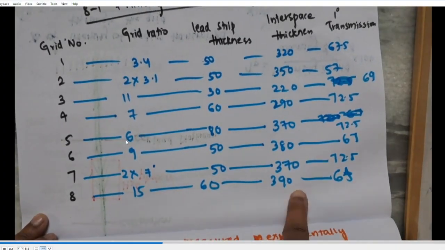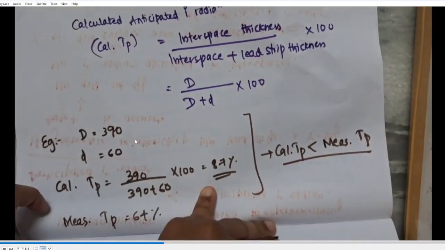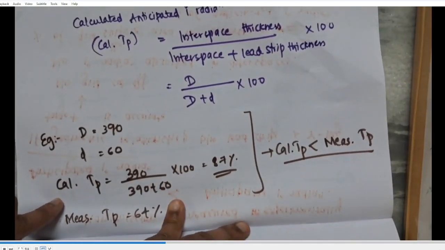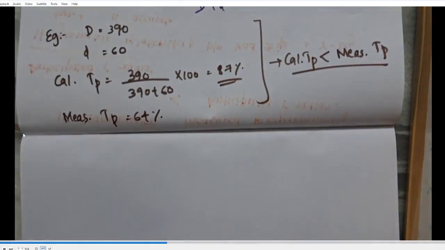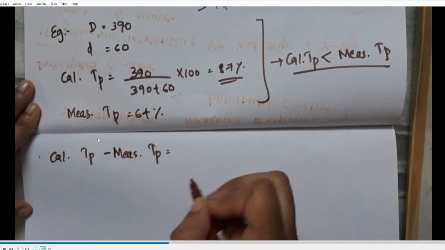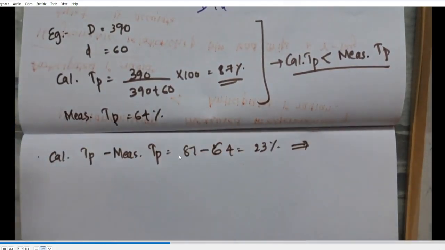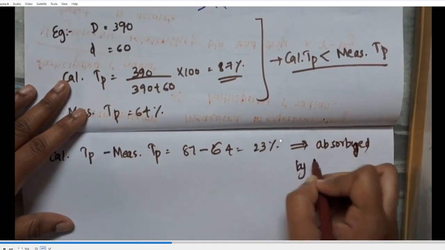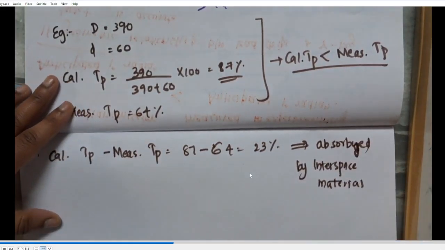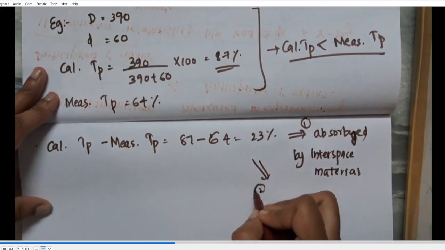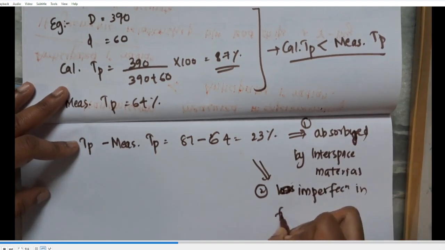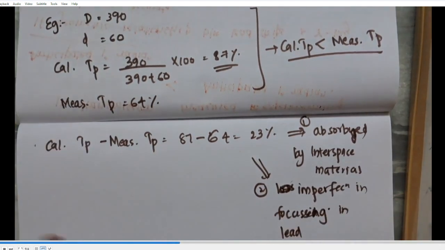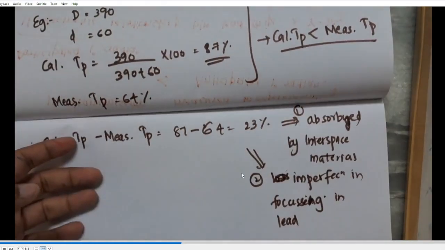This difference is largely because some of the primary radiation is absorbed by the interspace material. Also, there is some loss of primary radiation because of mechanical imperfections. So the difference of around 23% is mostly absorbed by the interspace material, and there is also some loss due to imperfections in the focusing of the lead strips.